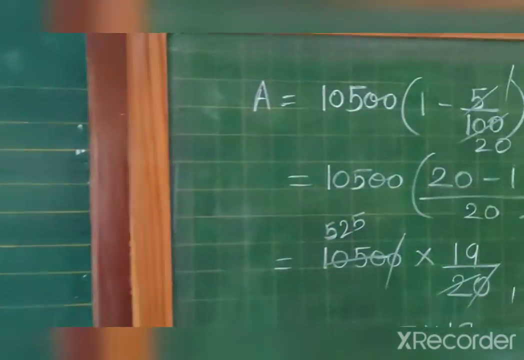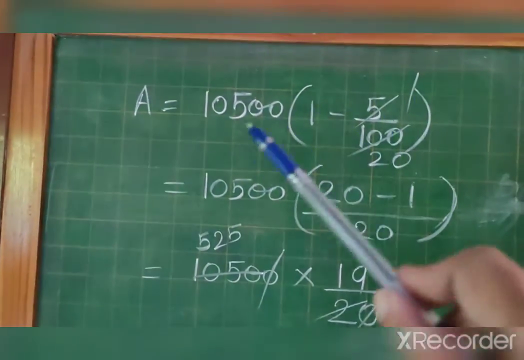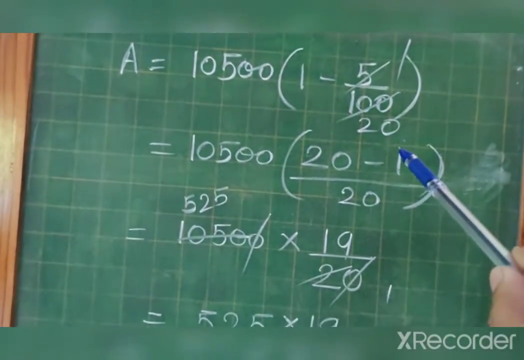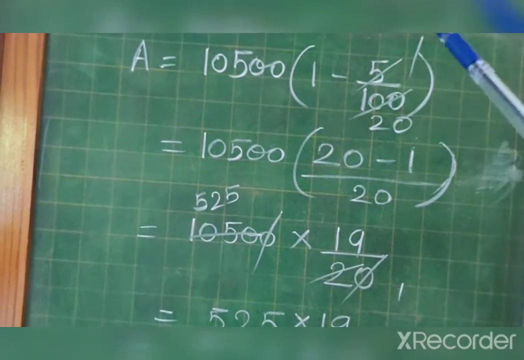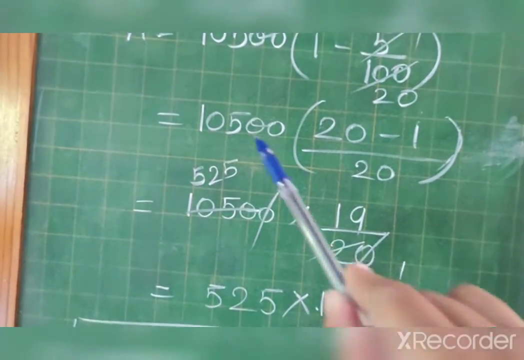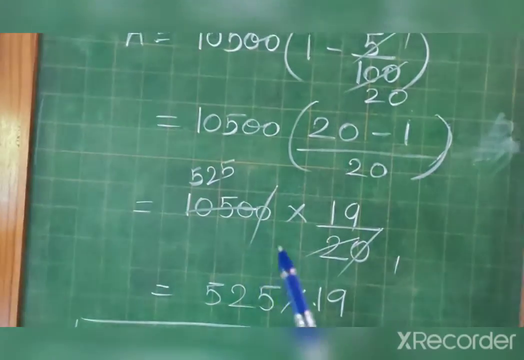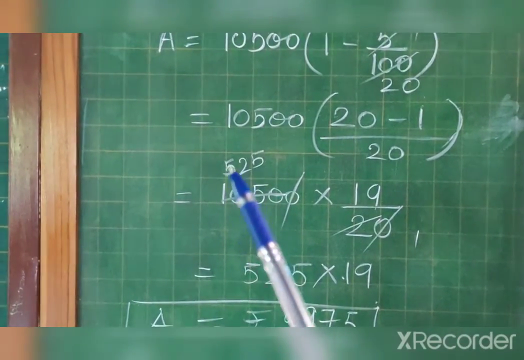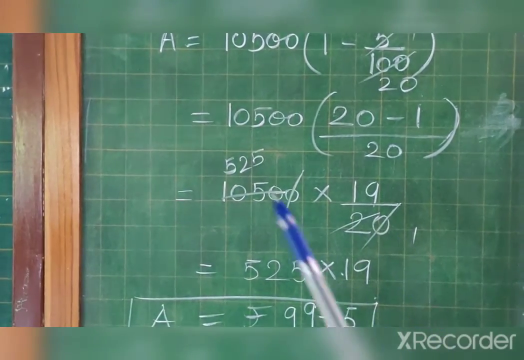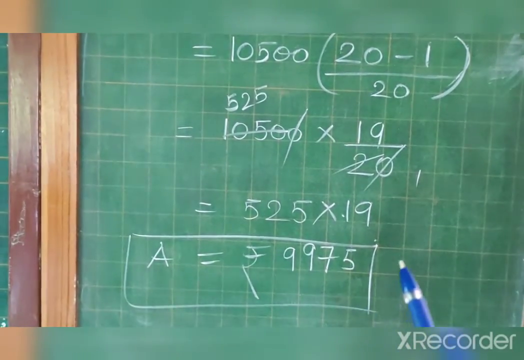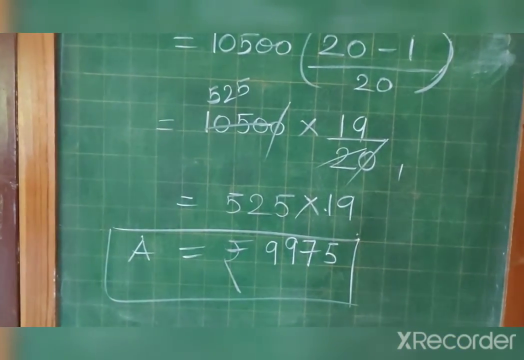So now see here, put the value 10,500, 1 minus 5 upon 100. So 5 ones are 5, 20. Now 20 ones are 20, 20 minus 1 upon 20, 10,500 as it is, 10,500 into 19 upon 20, cancel this 0 by this 0, and 1,050 is divisible by 2, 5 to 5 times, 5 to 5 into 19, that means 9,975 will be the answer.